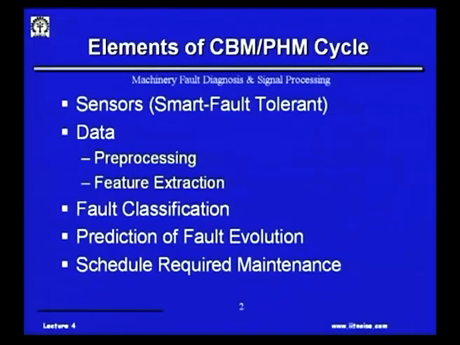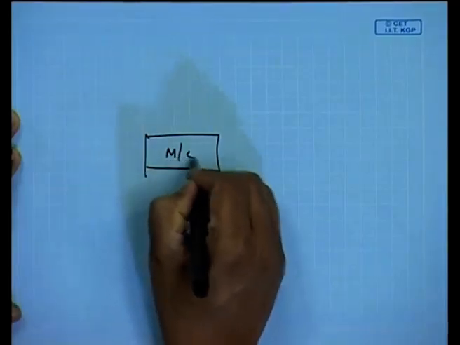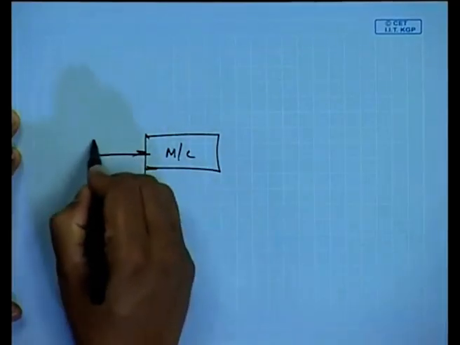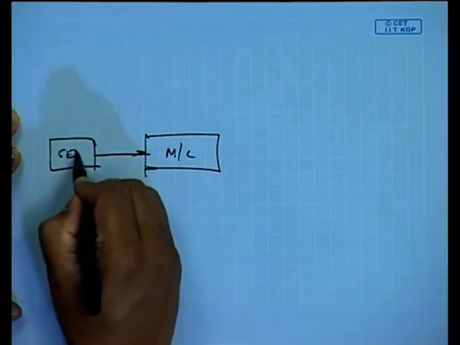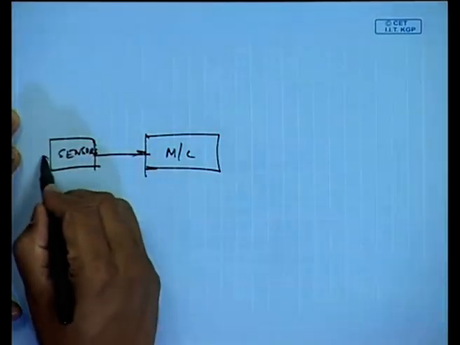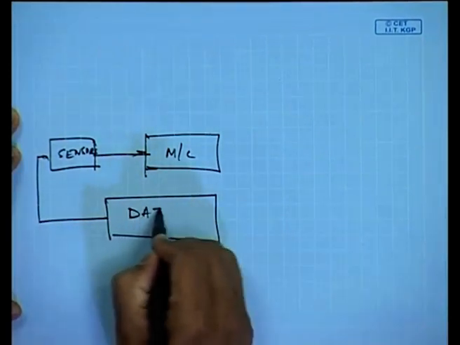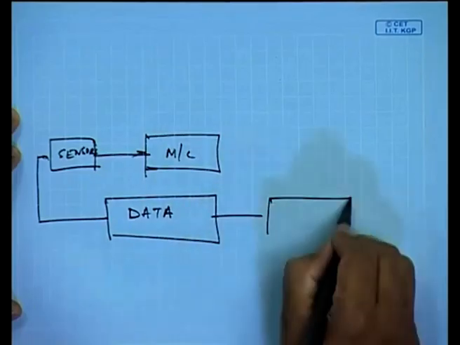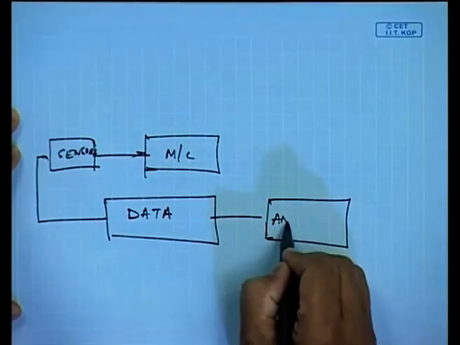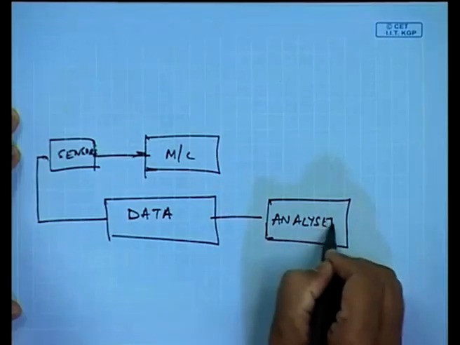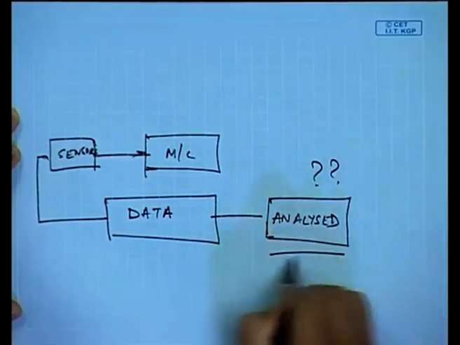So, the essential elements of CBM, or the prognostics health management cycle, are as follows. As you all know, the most important features are the sensors around a machine, and then these sensors are going to provide us data which has to be analyzed, and all our decision is based on this analysis.